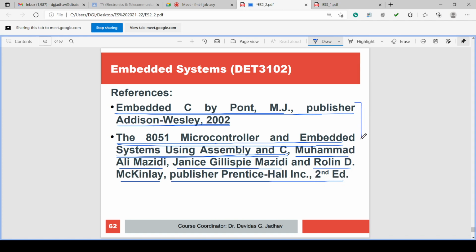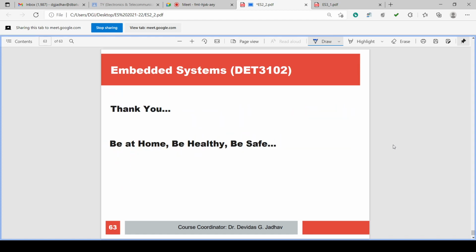So these are the references, or any other book you can refer, no problem. Or you can refer to online content also. These are the references for the embedded C programming, or embedded systems, we are discussing.